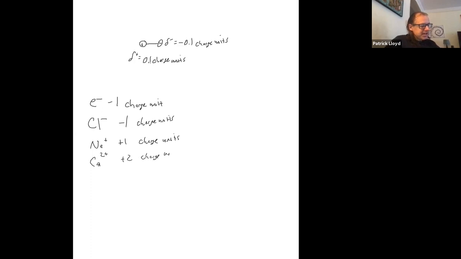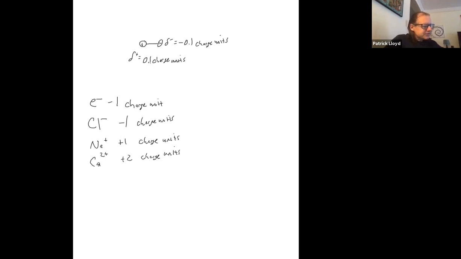So when I say 0.1 charge units, what I'm saying is it's a 1/10 of a unit charge. It's a 1/10 of the charge of a sodium ion. If I say it has -0.1, I mean it's a 1/10 of the charge of an electron. So those are pretty small charges, right? Not nearly as big as the electron or the chloride ion and so forth.